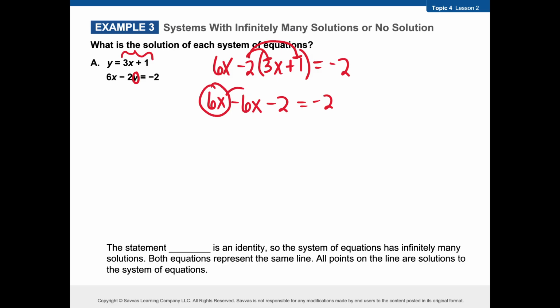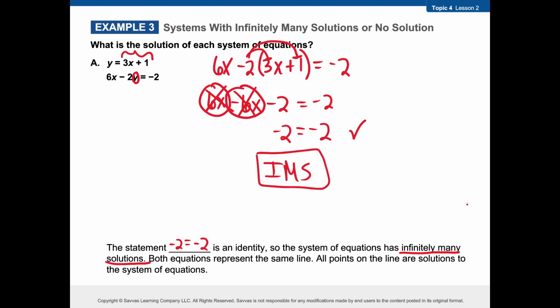6x minus 6x. When I go ahead and combine my like terms, they are opposite, so they are going to completely cancel out and then bring down what you have left remaining. Negative 2 equals a negative 2. So since this statement is true, it's an identity, then your answer is infinitely many solutions. IMS would be your answer to me.